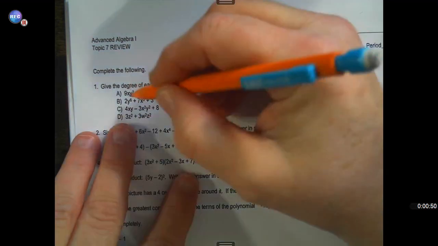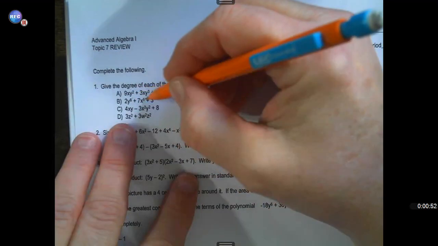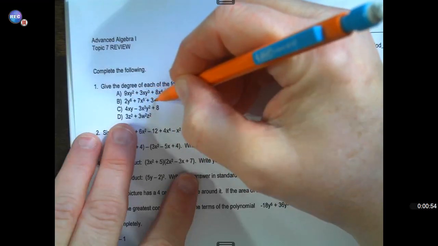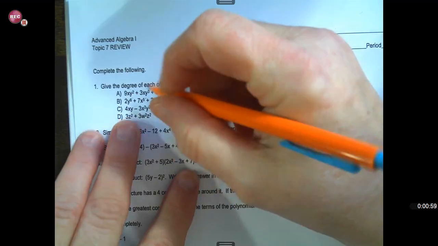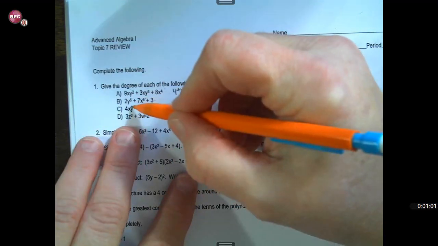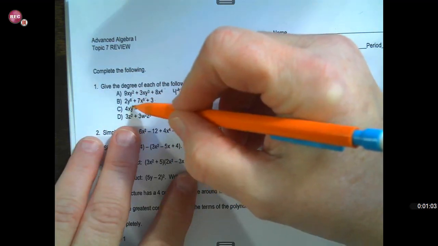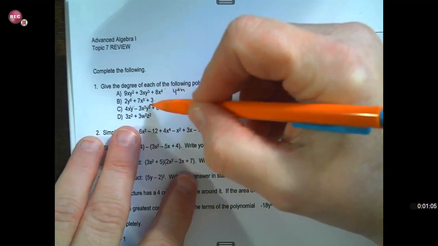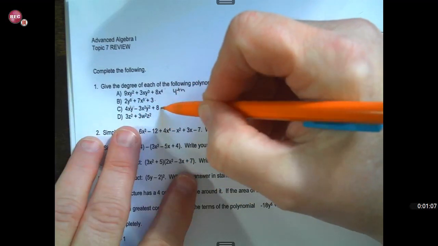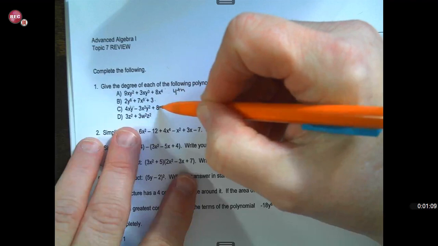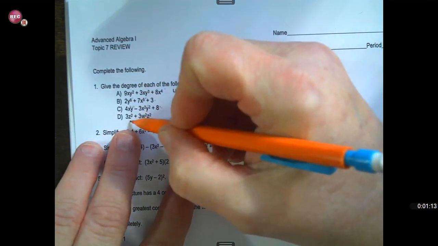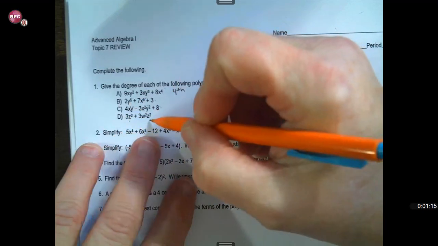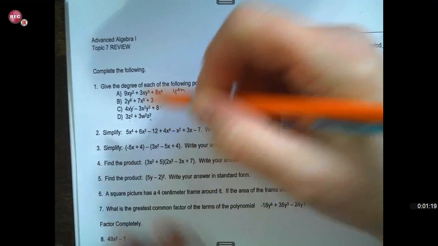In the next one, we have a 6 and a 5 and a 0. And so this is a 6th degree polynomial. This one, this would be 2. I add them together. 1 plus 1 is 2. 2 plus 2 is 4. And 0 here. So this is a 4th degree polynomial. And then this one, the degree of this term is 2. The degree of this term is 4. So this is a 4th degree polynomial.